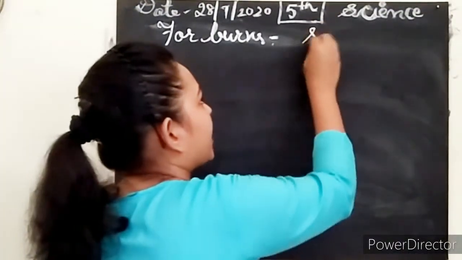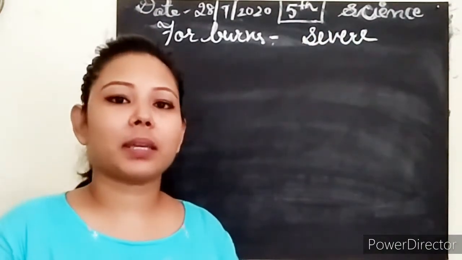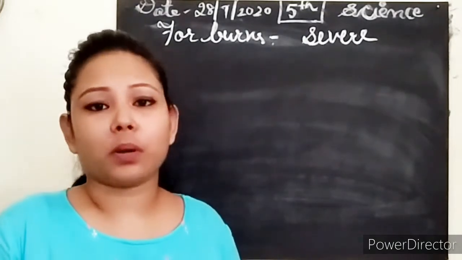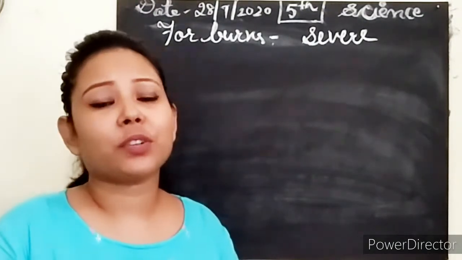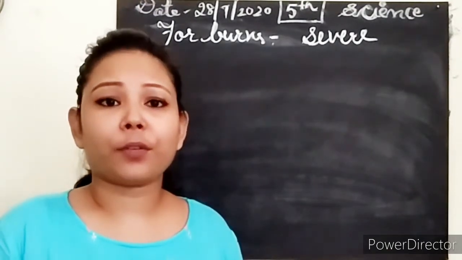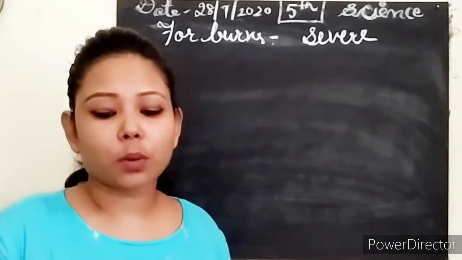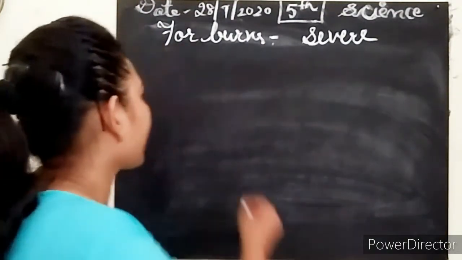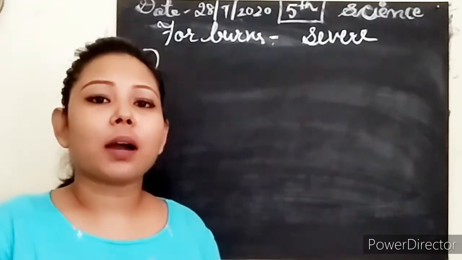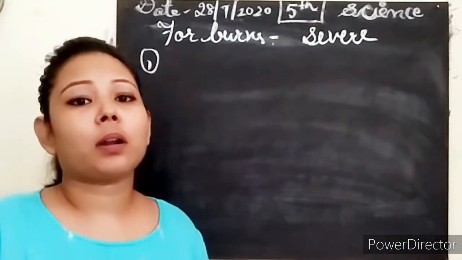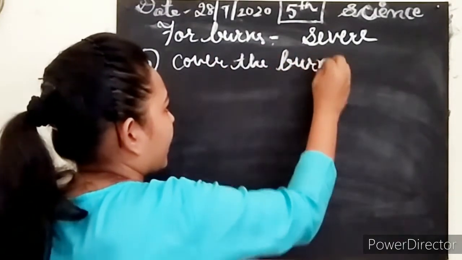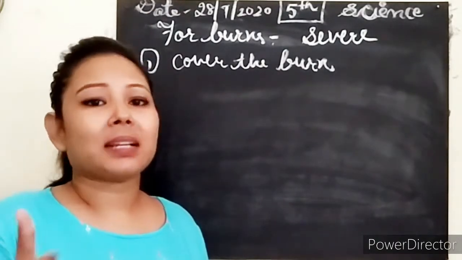If the burns are severe, your skin is severely burnt and sometimes it gets blisters on that particular burnt area. In that condition what are the things that we should follow? For example, your brother or your sister or any other family member or friend gets burned severely, what do you do? The first thing you need to do is cover the burnt area with a fresh piece of cloth or a sterile gauze.